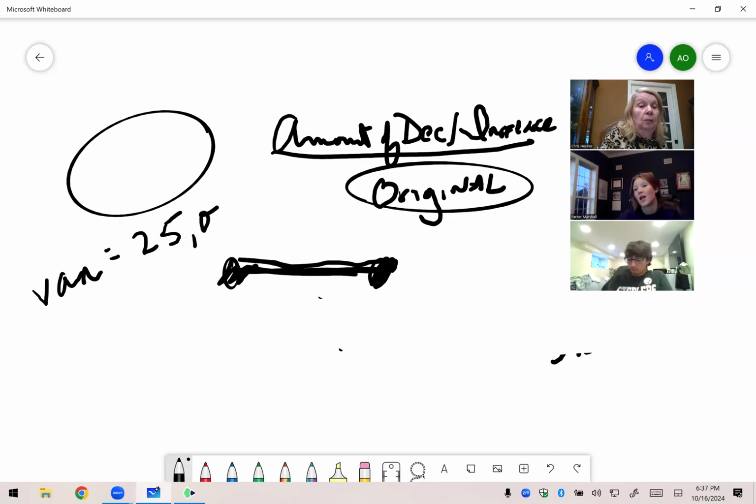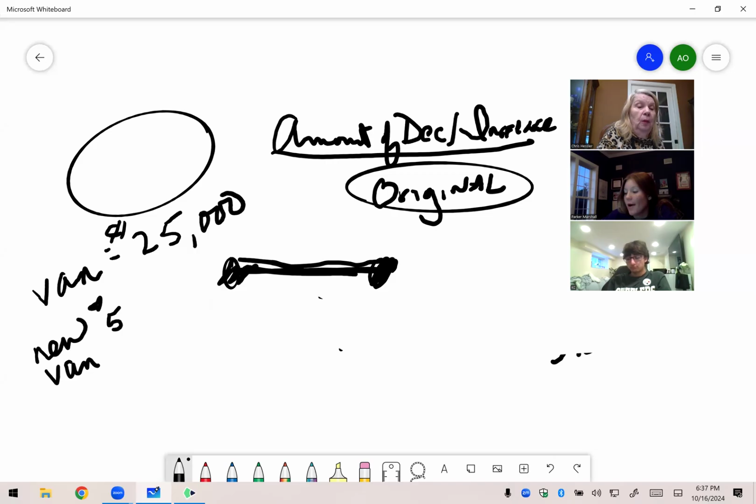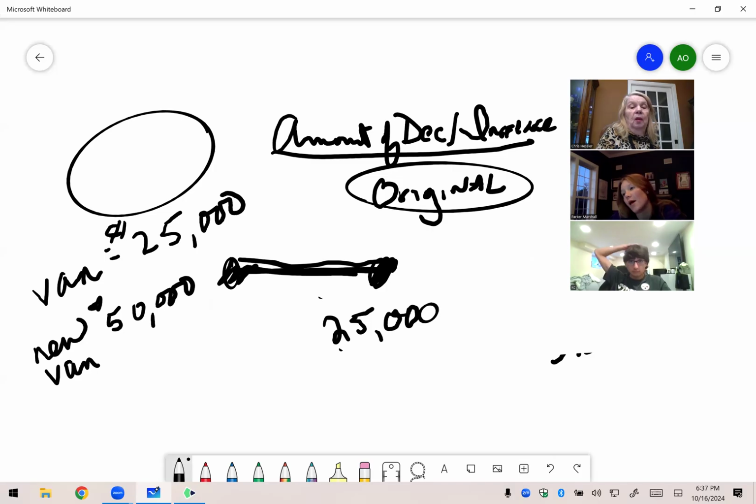So the van is, let's say it's $25,000. But when they go out to buy their van, the new van is $50,000. A little shell shock, but he's okay. He's trusting God for the money. So, okay, we're taking the amount of the decrease or the increase. It went up 25,000. But I always put it over the original.